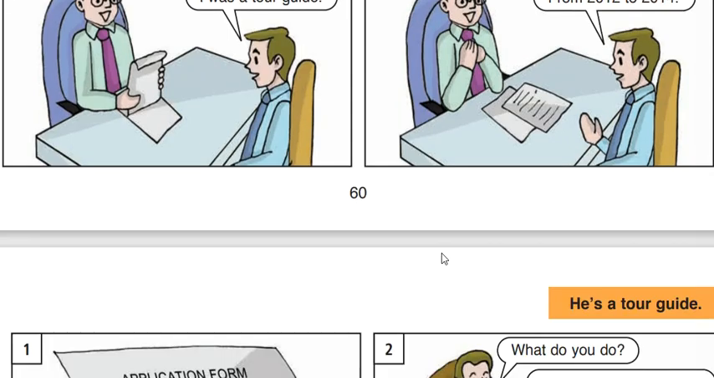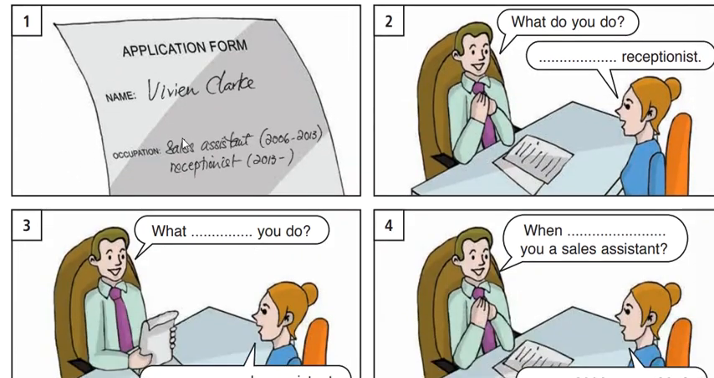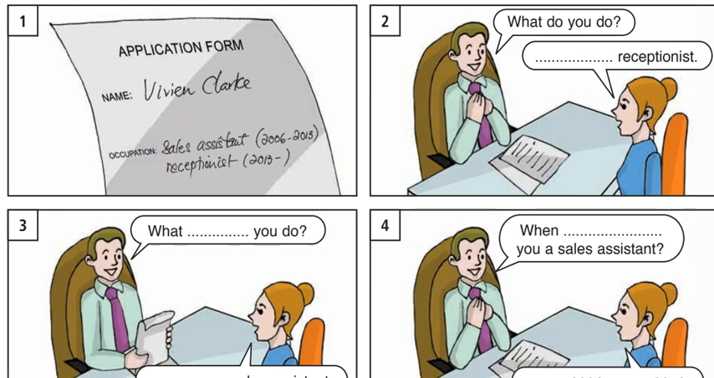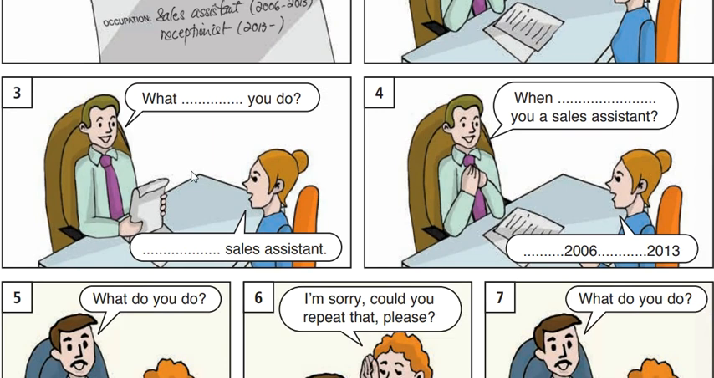Okay, let's move ahead. Picture 1. Application form again. Vivian Clark, occupation: sales assistant from 2006 to 2013, receptionist from 2013. Picture 2. What do you do? Fill in the blanks. Your turn. I'm a receptionist. Picture 3. Your turn.